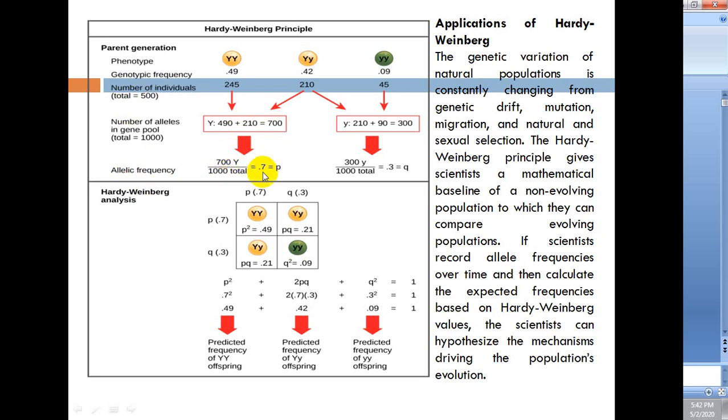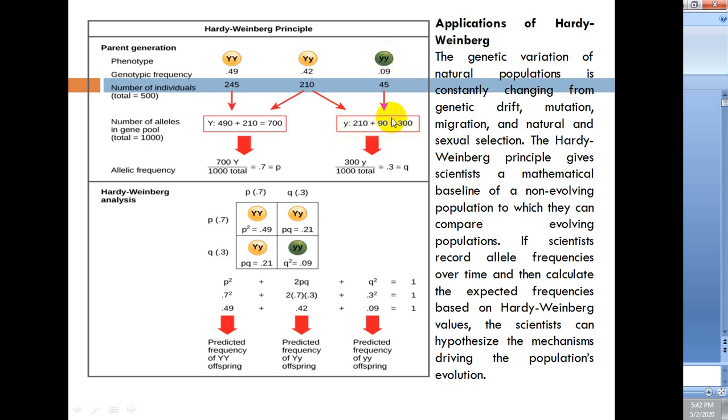So the allelic frequency becomes 0.7, 700 by 1000, that is 0.7. And here in case of the small y, this is like 210, small y 210, and this is 45, so there are 2 recessive y here, so 45 into 2, that is 90. So the number of small y allele, that is recessive allele, is 300.